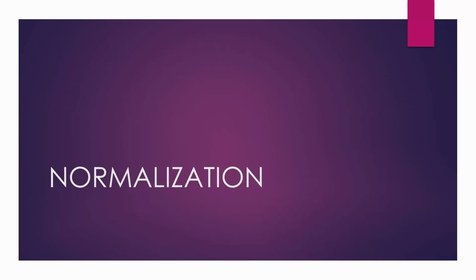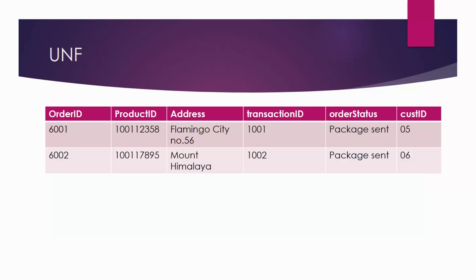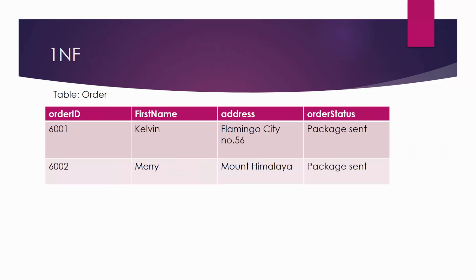So I'm going to talk about the normalization. Normalization consists of the unnormalized form, first normal form, second normal form, and third normal form. For the unnormalized form, there is a lot of redundancy here. So let's move on to first normalization.